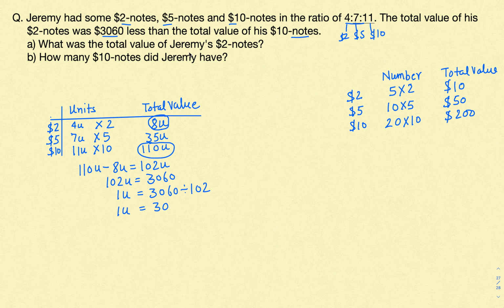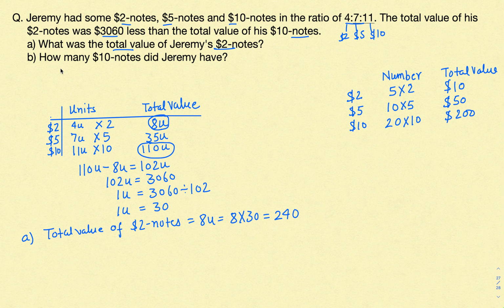What was the total value of Jeremy's $2 notes? So see here, for $2, the total value is 8 units. So for part A, the total value of $2 notes would be how much? Straightforward, it's 8 units, which is equal to 8 times 30. That will give you $240.